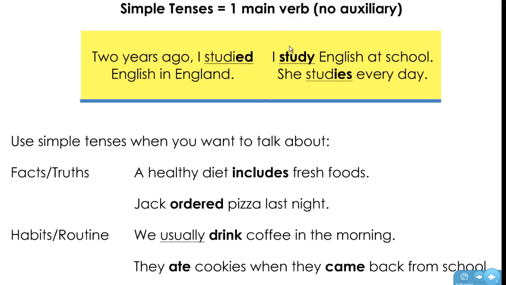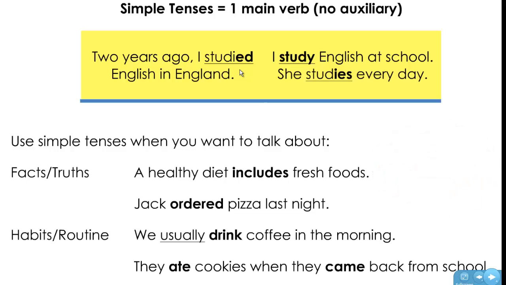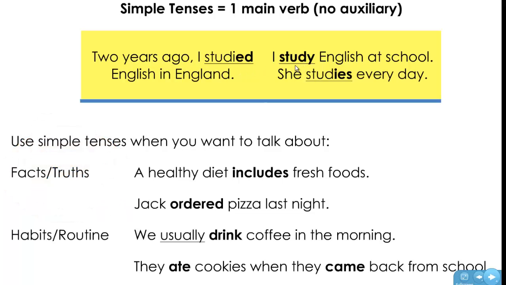That's it. Then in the past, we're going to add ed to the infinitive form of the verb. You also have the irregular forms that are completely different than adding ed. In the present, it's the verb in the infinitive form. The only difference is that you need to add s when it's third person singular, like here, she studies every day, which is different than in French. In French, it's the second. In English, it's third person singular.